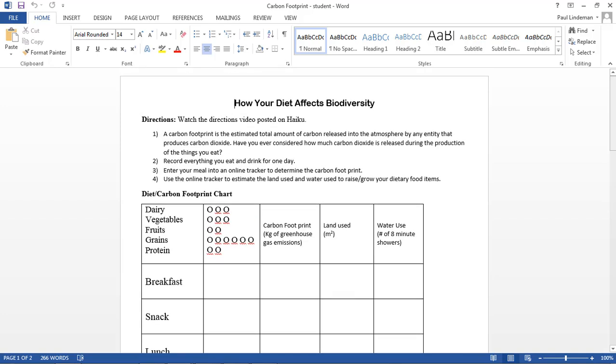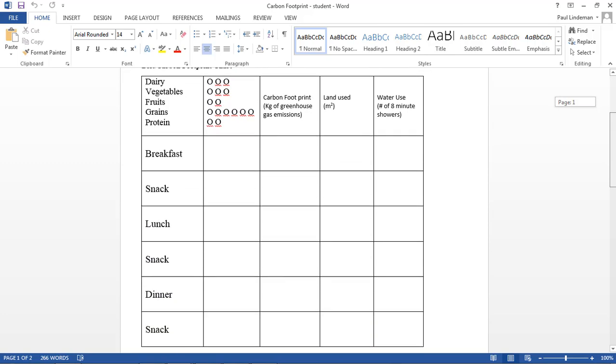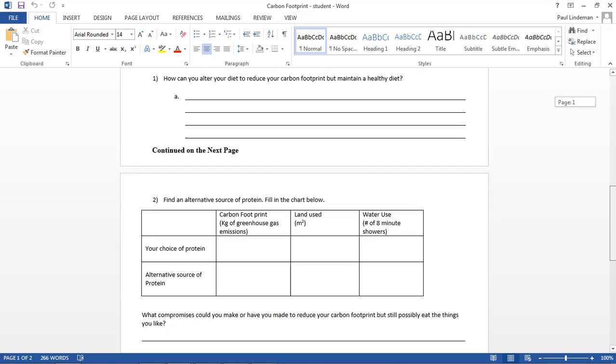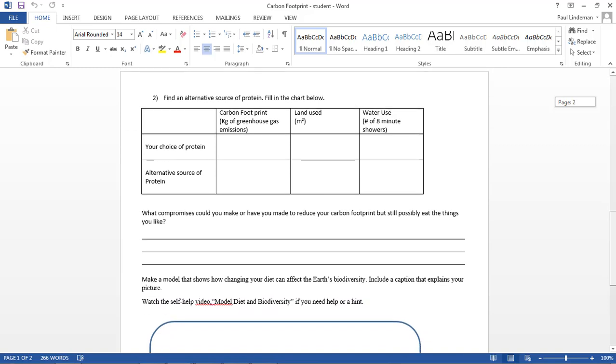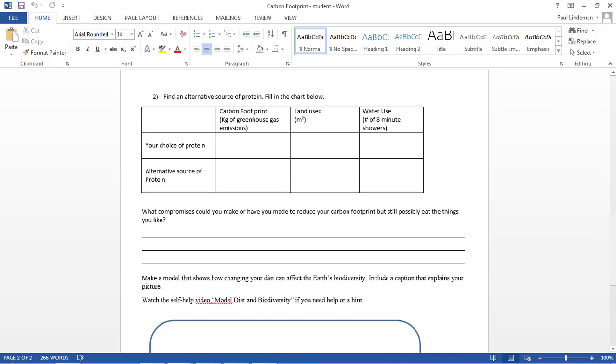This is part 2 of how your diet affects biodiversity. So in part 1 you went and filled out this chart and you answered this here. So now we're on to part 2, which is find an alternative source of protein. Fill in the chart below.